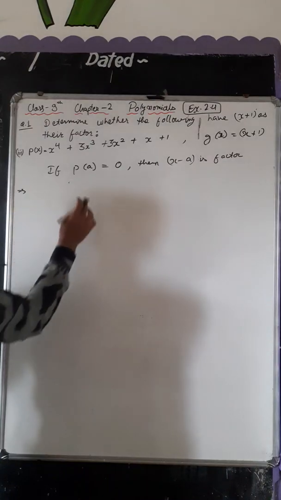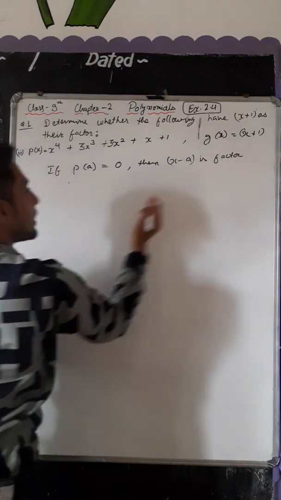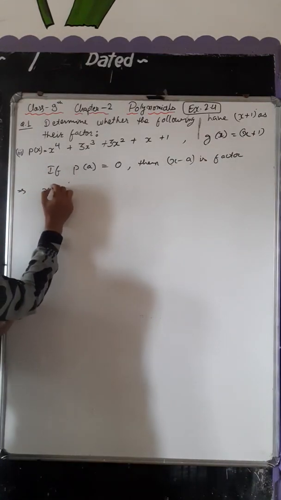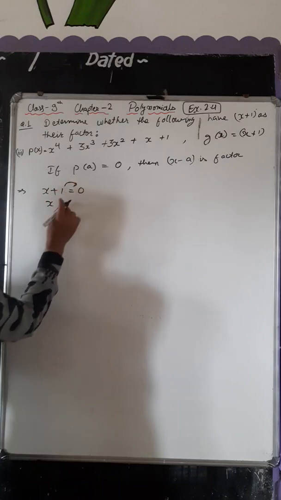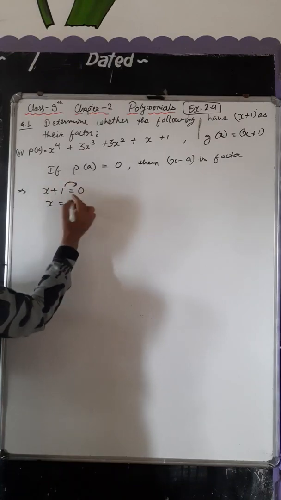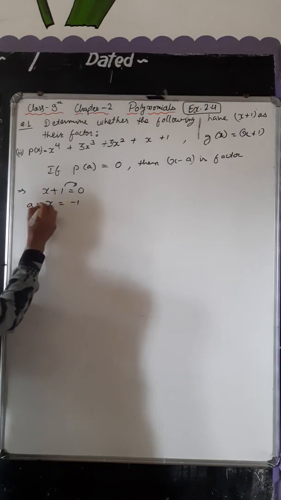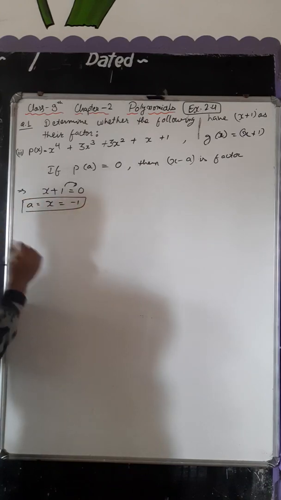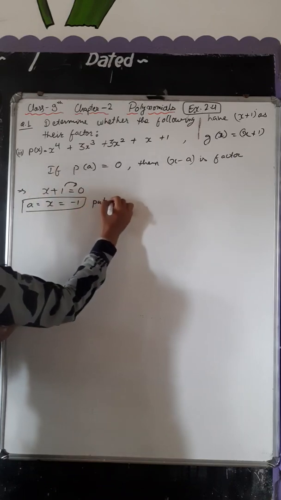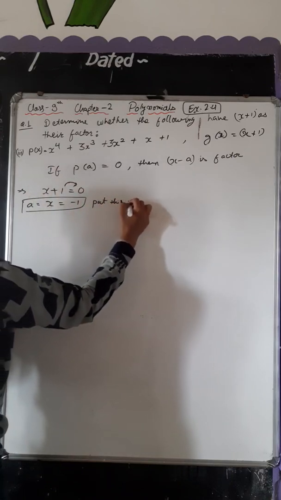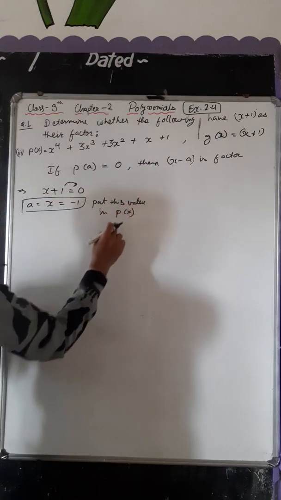अब आपको पी ए निकालना है, उसके लिए आपको ए की वैल्यू चाहिए. ए की वैल्यू कहां से आएगी? यहां से. पुट x plus 1 equals to 0 and transpose this plus 1 to that side, we get x equals to minus 1. This minus 1 is the value of a. Put this value in px.